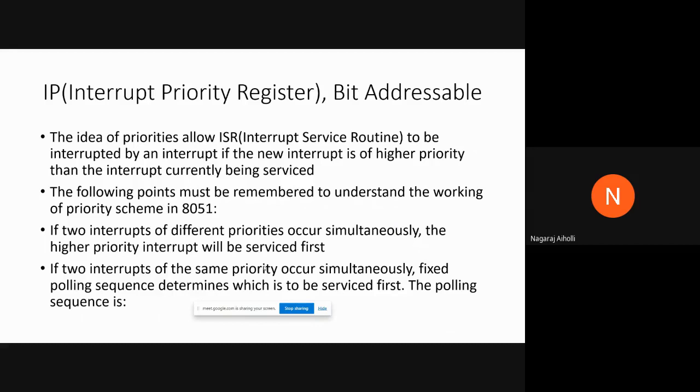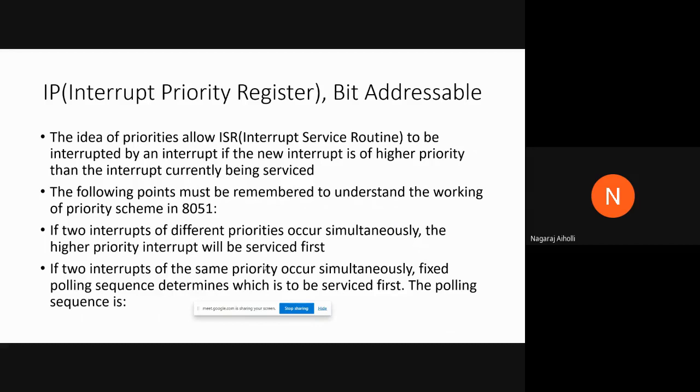So when this ISR is getting executed, suppose there is one more new interrupt which has higher priority than the first interrupt which is getting serviced. Then the ISR providing service to the first interrupt is interrupted, and the service is first provided to the higher priority interrupt. After that, the remaining interrupt is serviced, and after that, the microcontroller control will go back to the main program.